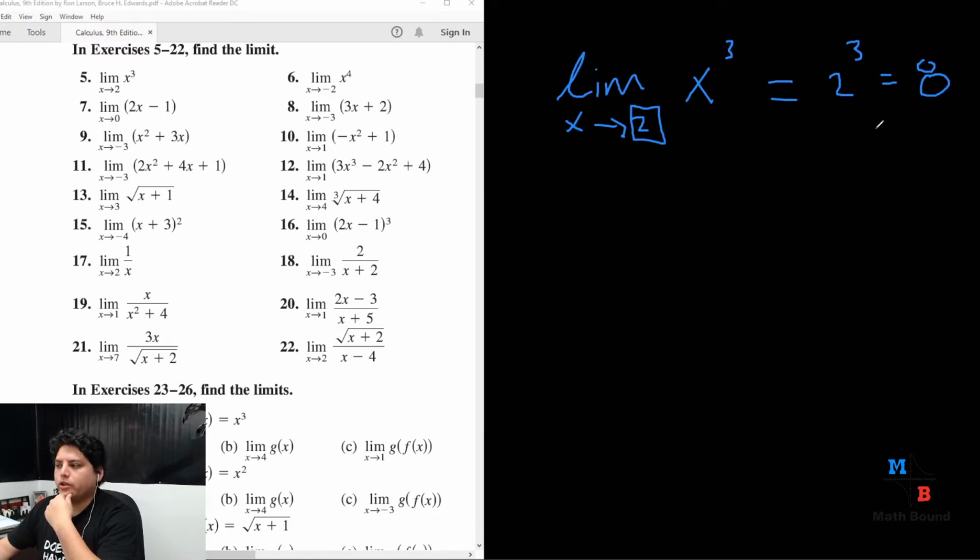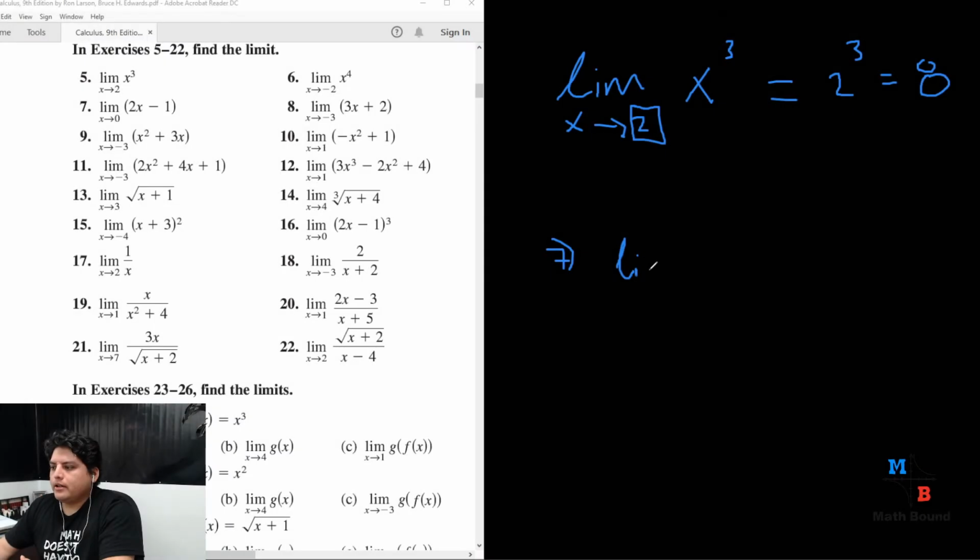Not always will you be getting a value, and when we run into one of those cases we'll talk about how to go about those. But for now, there you have it. We just found the limit as x approaches 2 of x cubed.